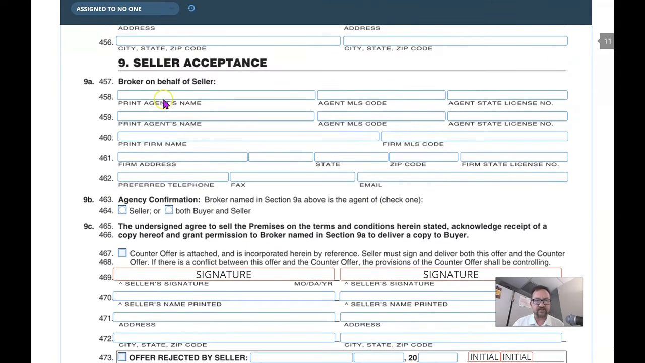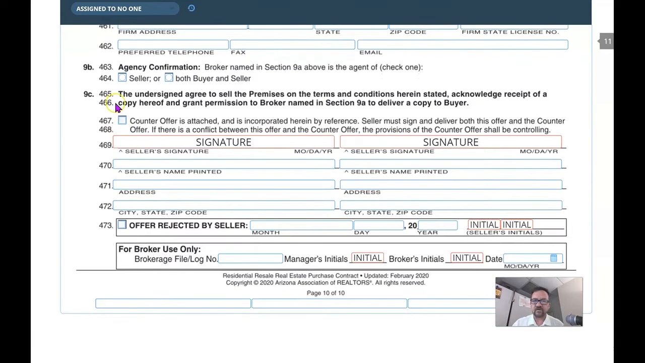or not the person listed up here is their agent or both the buyer's and the seller's agent. And then there's right here, the undersigned agreed to sell the premises on the terms and conditions herein stated, acknowledge the receipt of a copy thereof, and grant permissions to broker named in Section 9A to deliver a copy to the buyer. Seller signs, puts all their information in, and we have an actual contract.